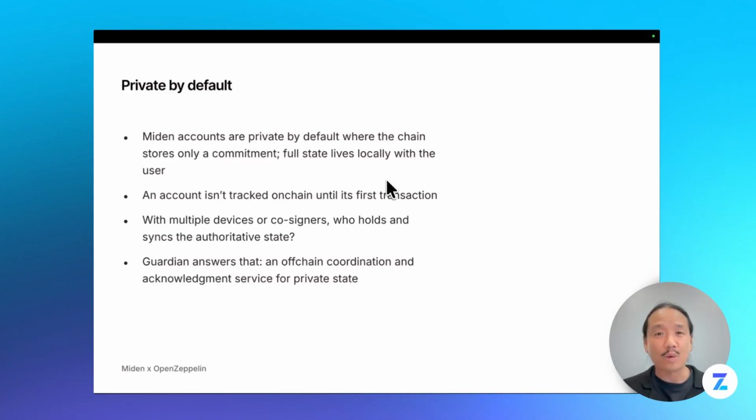That privacy creates a coordination problem, though. With multiple devices or cosigners, who holds and syncs the authoritative private state? Guardian offers an answer. It's an off-chain coordination and acknowledgement service for private account state.